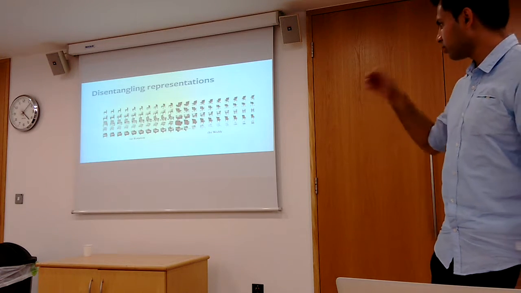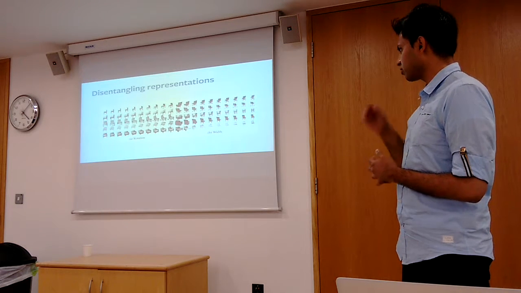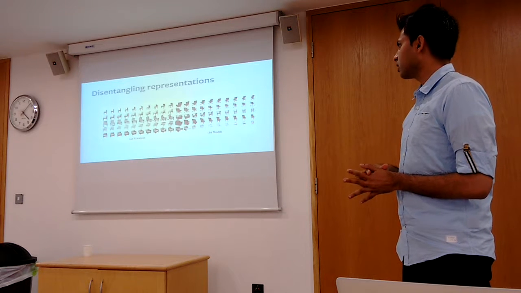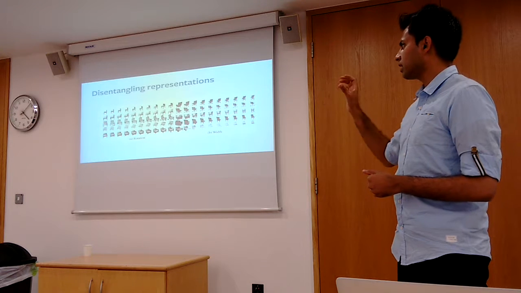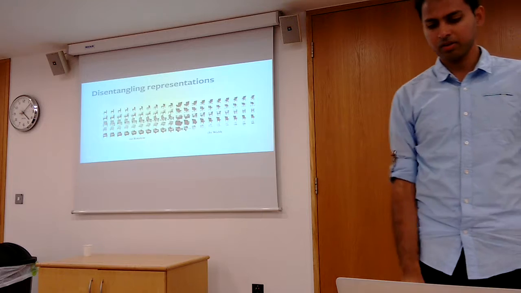Another sample here is they did a continuous variation of this on a 3D data set, and the network automatically figured out latent variables for rotation and the width of the furniture and so on.